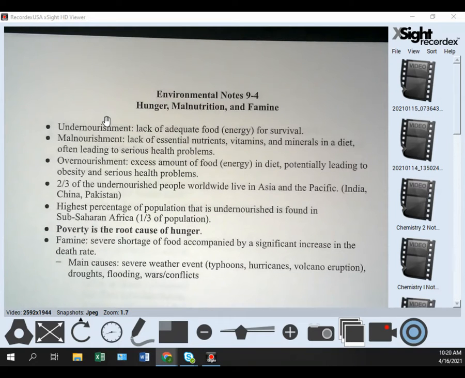So undernourishment: not having enough food, period. Malnourishment: not having enough good, nutritious food to stay healthy, so it leads to health problems. Then we've got a third one, which is a relatively new development. Well, I say new, but it's 50 years, so whatever. Overnourishment is exactly what it sounds like: an excess of food or energy in the diet, potentially leading to obesity and serious health problems.